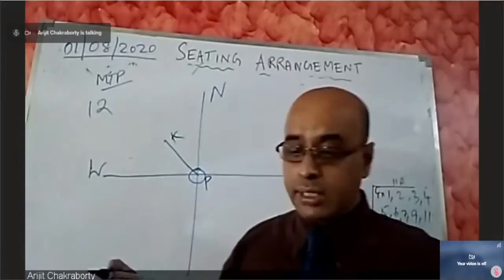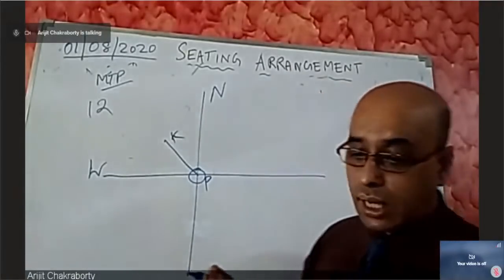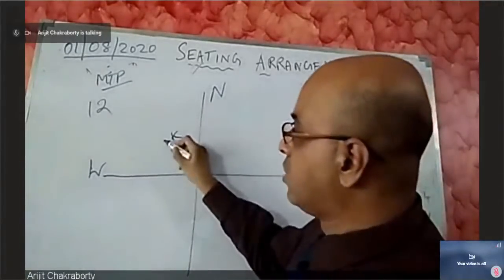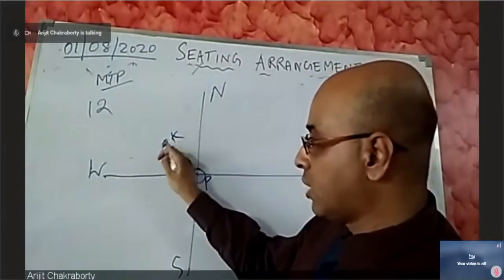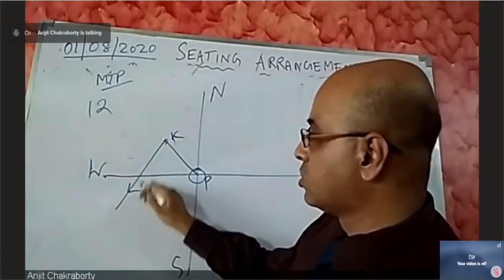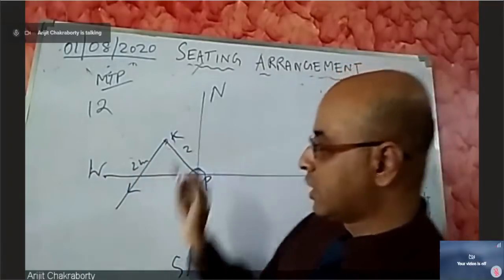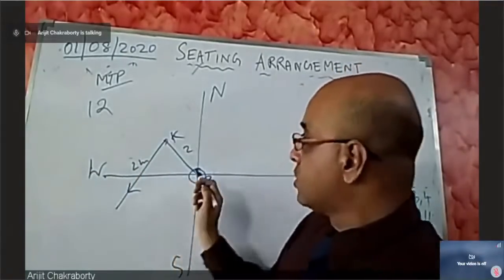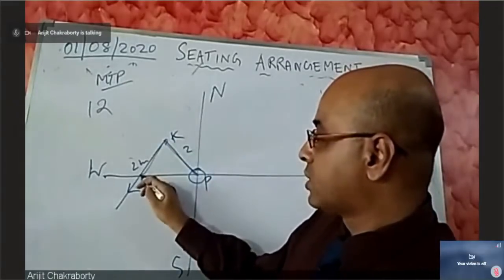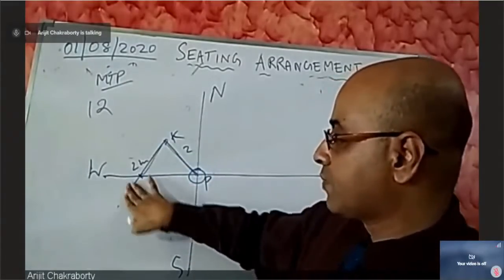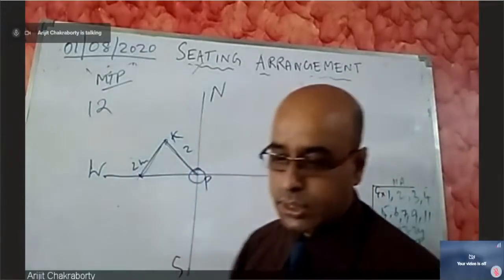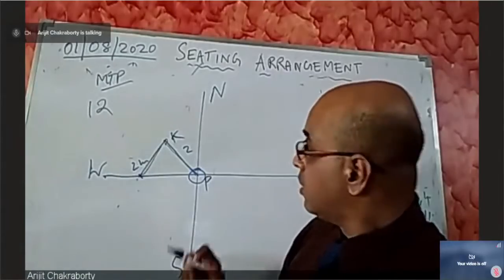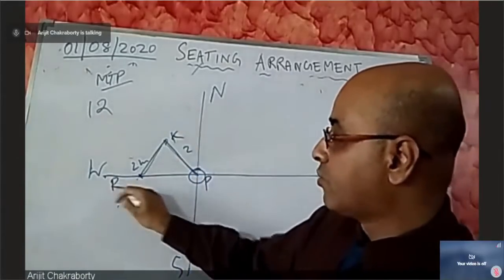R is another place located 2 kilometers in the southwest direction from K. South is this, west is this, so southwest is this. So we go 2 kilometers, and we end here, 2 kilometers. So this 2 kilometers leads us to R.